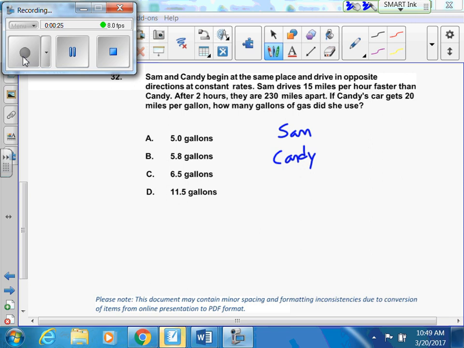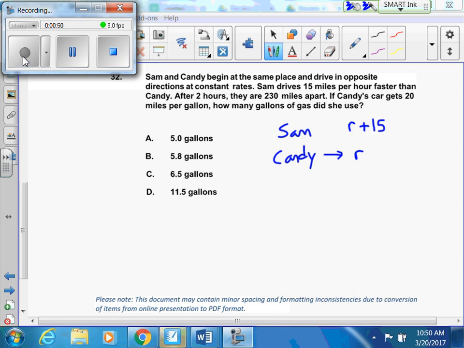So if Sam drives 15 miles per hour faster, let's let Candy's rate be R, and Sam's will be R plus 15. And then after 2 hours, they are 230 miles apart. And then we talk about Candy's car, which gets 20 miles per gallon. So how many gallons of gas did she use?